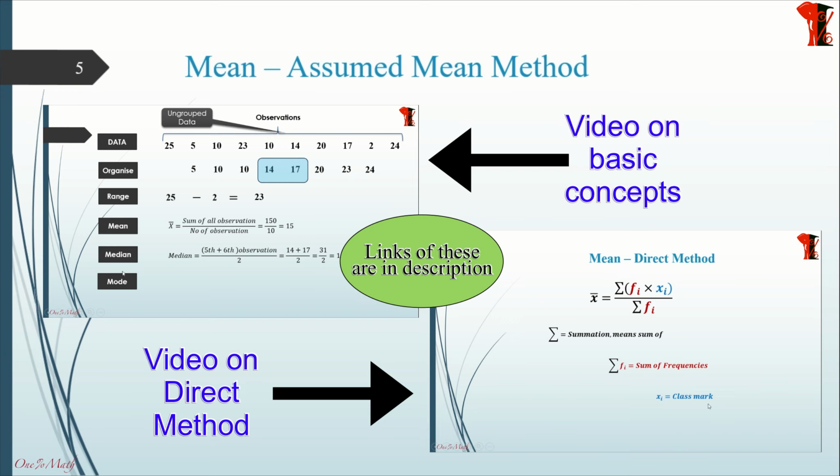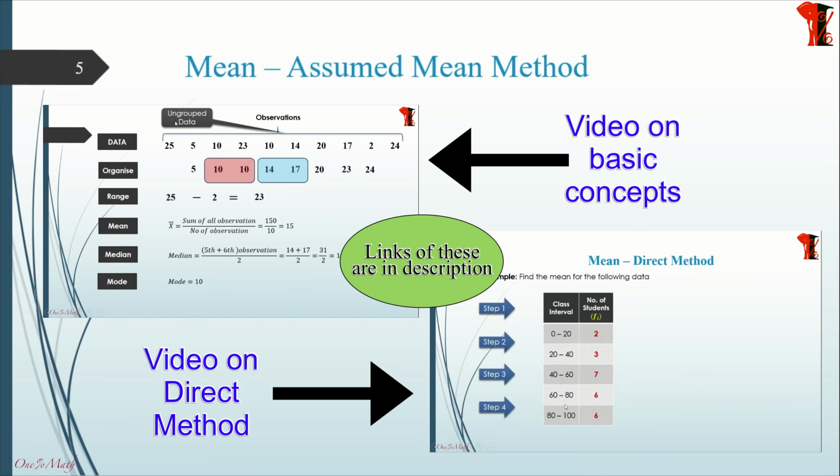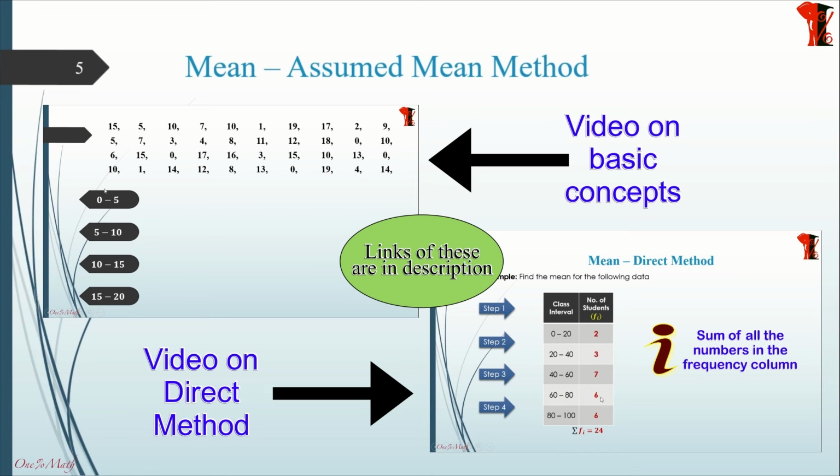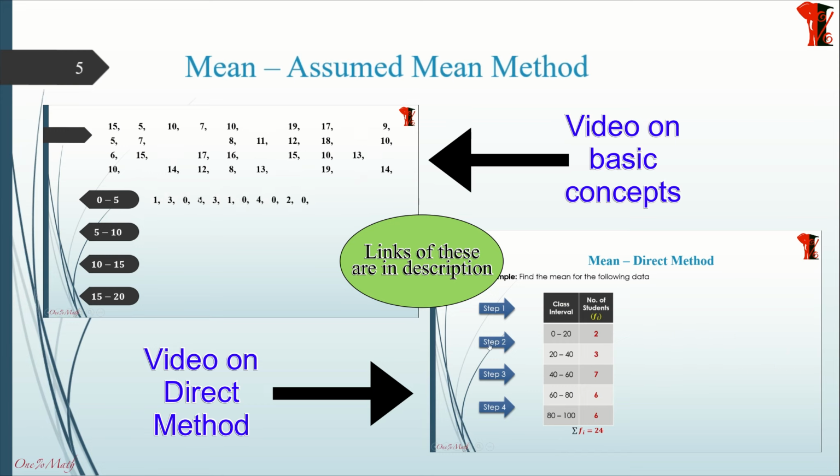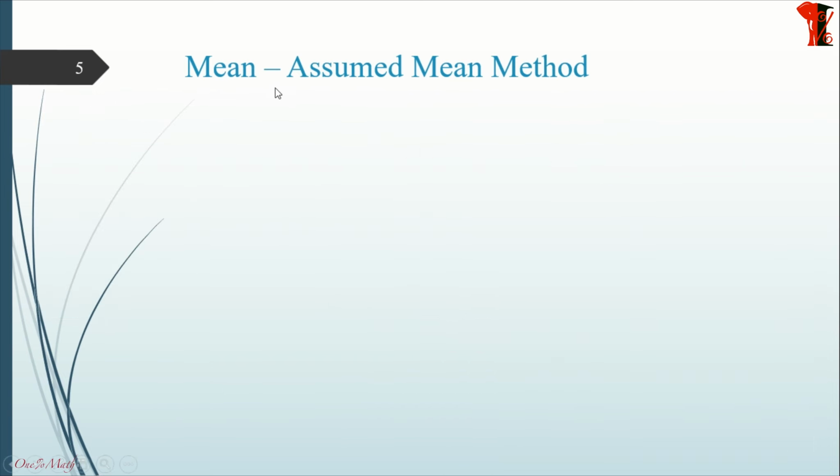Hello everyone. In the last video we discussed the first method of finding the mean of grouped data. That was the direct method. Now we are going to discuss the assumed mean method. As the name itself says, we take one of the values from the table as the assumed mean. Let us understand it by solving an example.